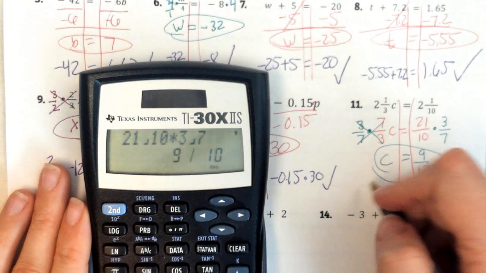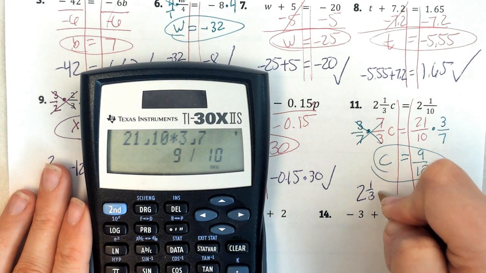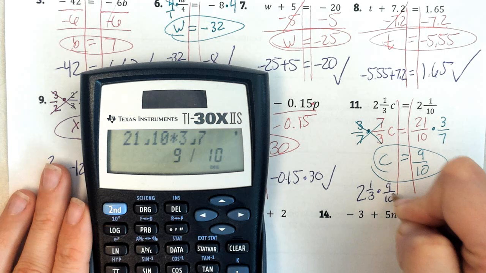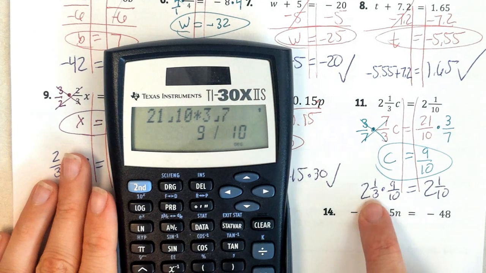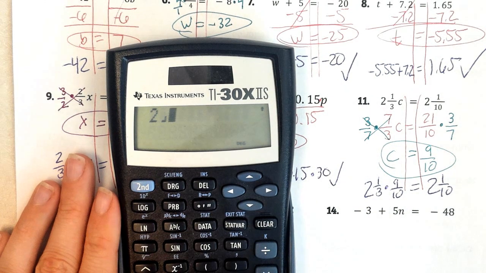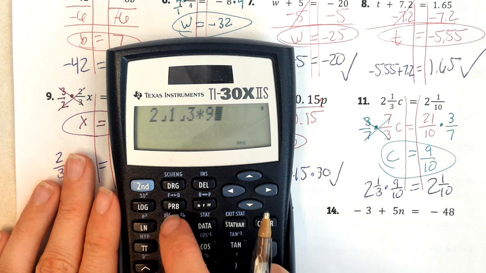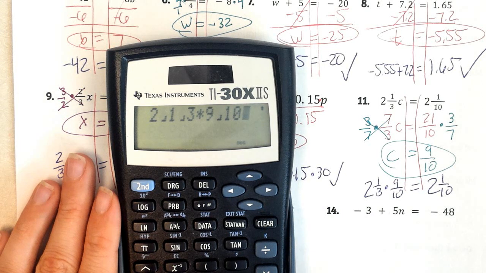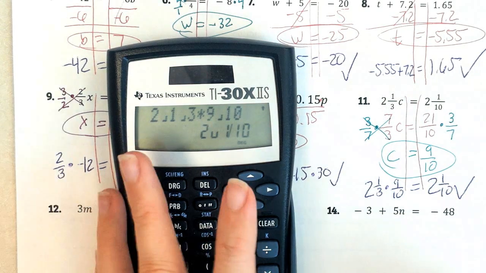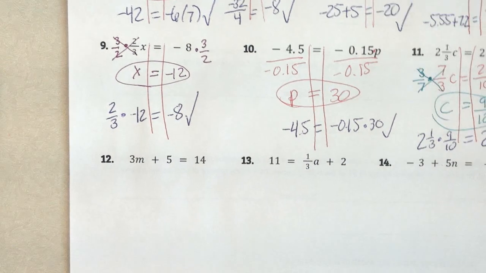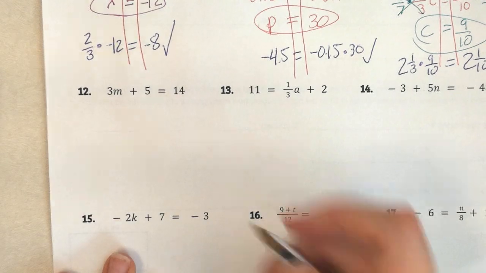So if I would check that, I'd do 2 1/3 times 9/10, and hopefully it gives me 2 1/10. Remember to type in 2 1/3: 2, fraction button, 1, fraction button, 3, times 9, fraction button, 10, and it does give me 2 1/10. So that one works. The next section, I do my railroad tracks.